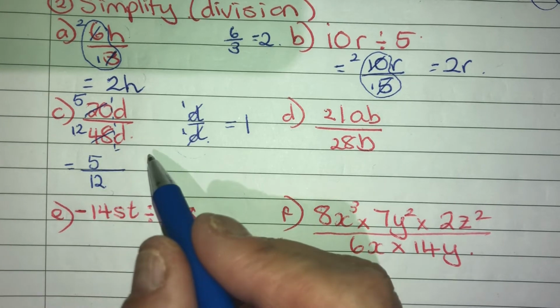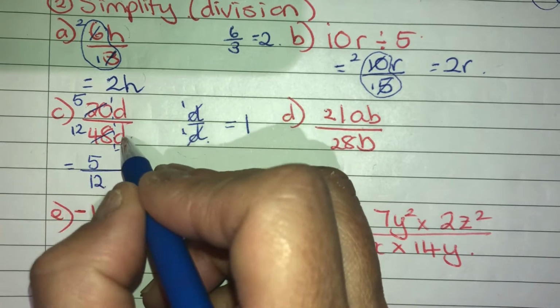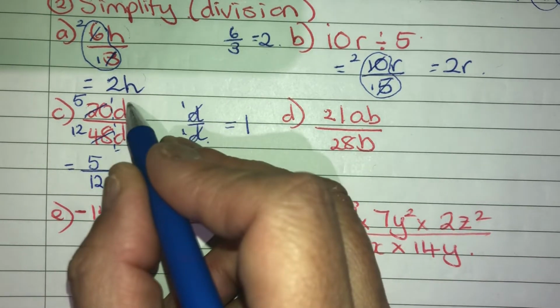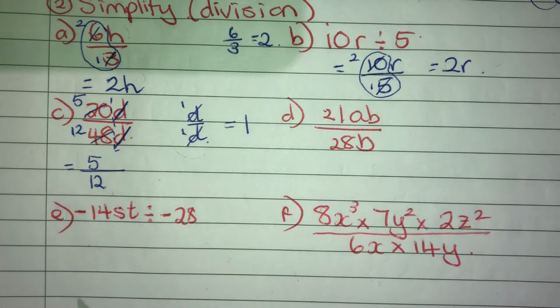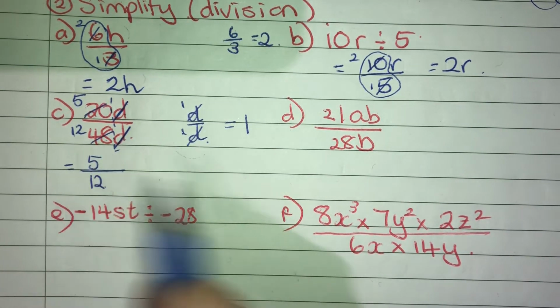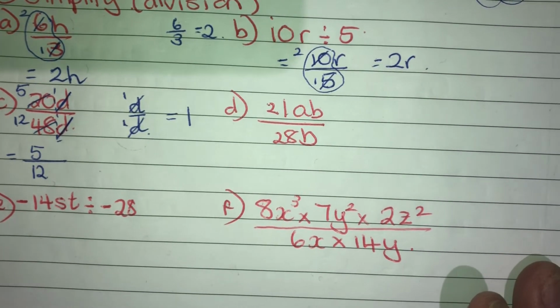So, in a way, if you come back to here, you're cancelling out. So, whatever's on the top and whatever's on the bottom, you can just cancel. So, if there's 1 there and 1 there, they disappear. And that's why your answer is just 5 over 12. So when you get to division, you might want to go a bit slower, okay?